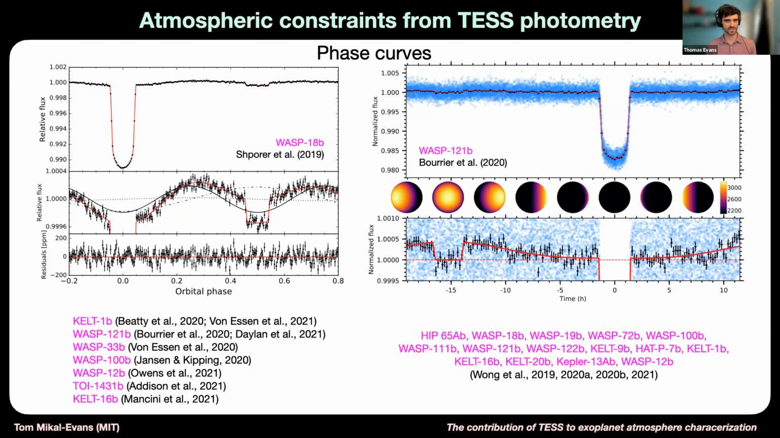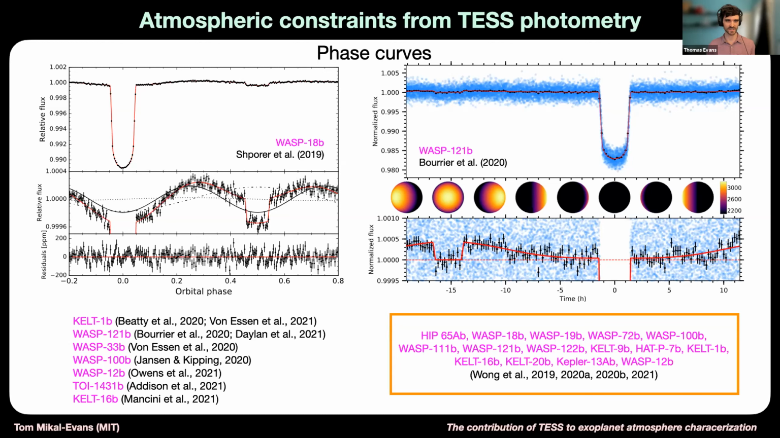TESS photometry itself has also been used to directly characterize atmospheres, with phase curves now published for a considerable number of hot Jupiters. And shown here are two of the standout examples, WASP-18b on the left and WASP-121b on the right, both ultra-hot Jupiters with day-side temperatures above 2500 Kelvin. I've listed other published TESS phase curves down the bottom, and in particular, Ian Wong and colleagues have been systematically analyzing phase curves for all the known hot Jupiters observed during years 1 and 2 of the TESS mission.